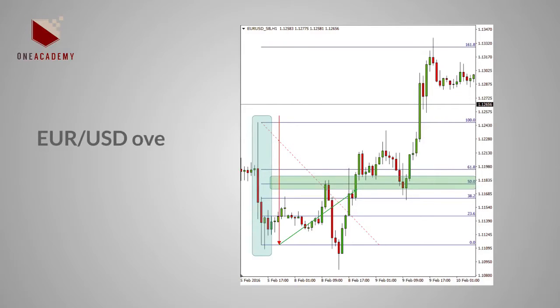Here is an example of the US non-farm payroll and its effect on the euro dollar. The non-farm payroll, the NFP as we call it, was expected at 188,000. The actual number that came out was 151,000. This was below the market expectation. The news was below expectations.